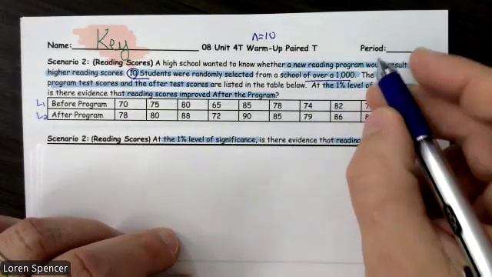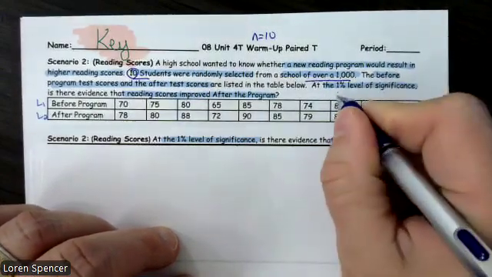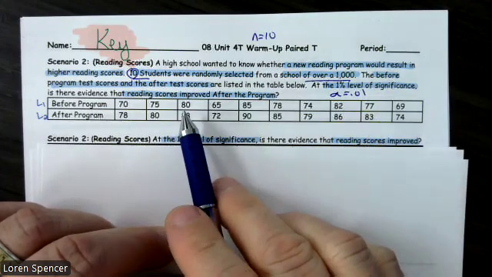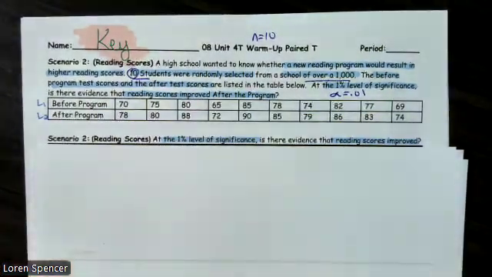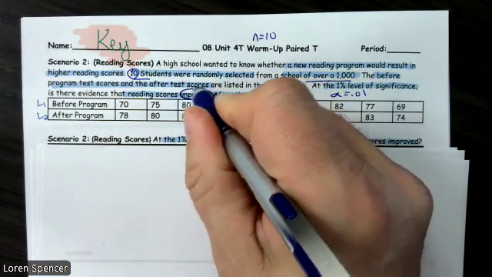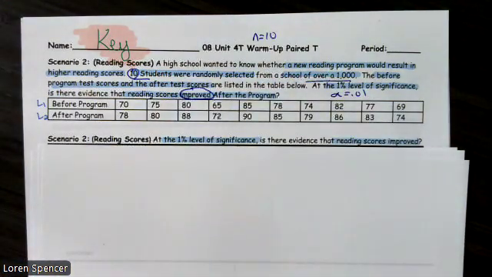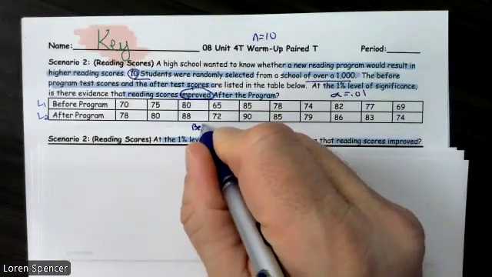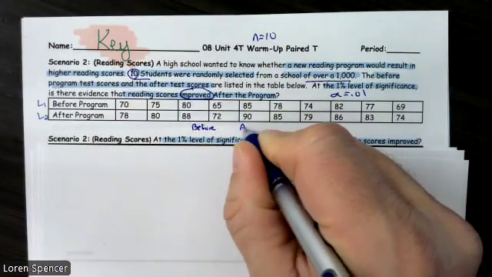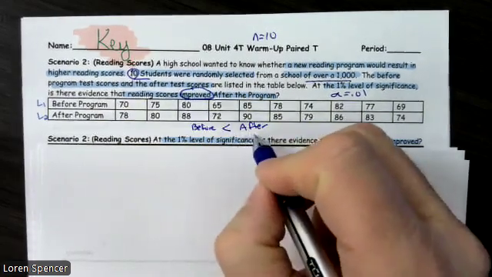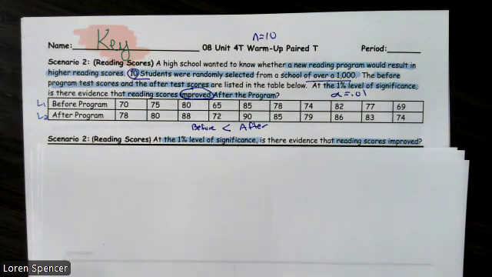At the 1% alpha level, or level of significance, so they're telling us our alpha is 0.01, is there evidence that reading scores improved? In other words, did they go up? So improved tells me that the after scores should be higher than the before scores. So before should be less than after. That's what they're telling me should happen.